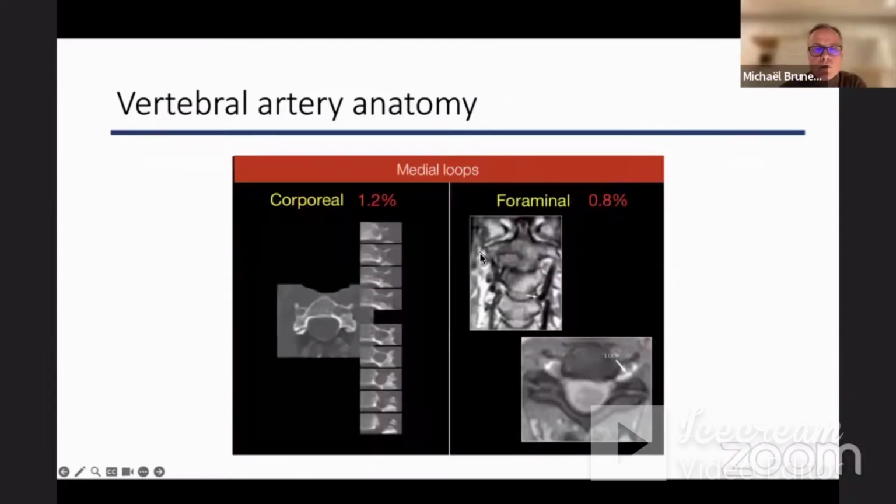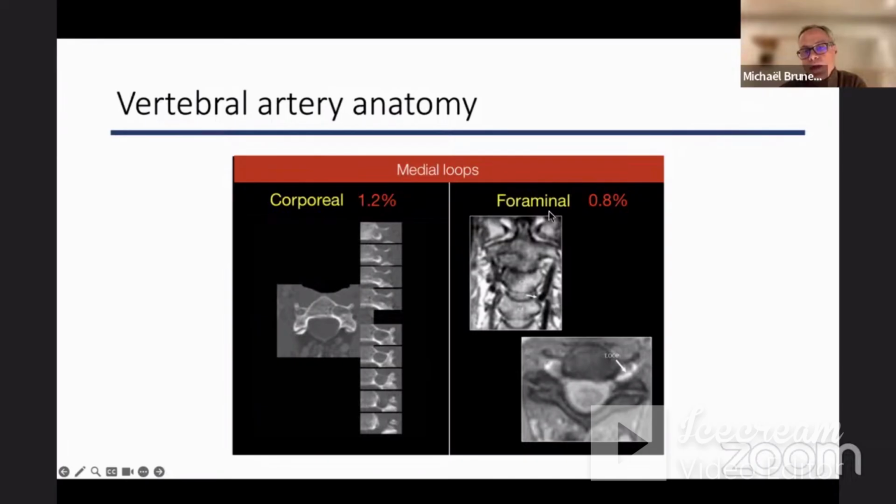So be very careful with such anatomical variation in the level of entrance, because you can start your surgery with a devastating complication. As I said, there are also medial loops that are important to detect preoperatively. This is a corporeal loop detected in 1.2% of the cases. It's not so anecdotal. And if you perform a basic cervical corpectomy without being aware of this, if you use a drill, you have a risk to injure the vertebral artery.